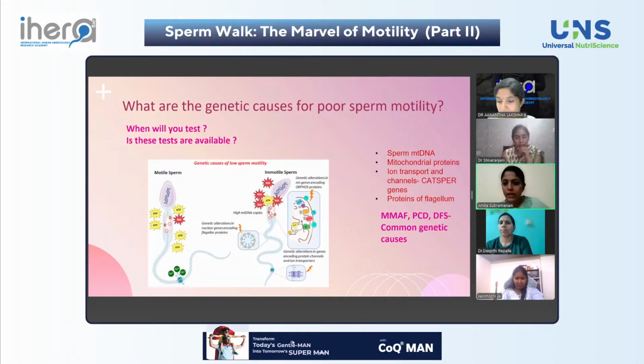And primary ciliary dyskinesia and this dyskinesia of the fibrous sheath.